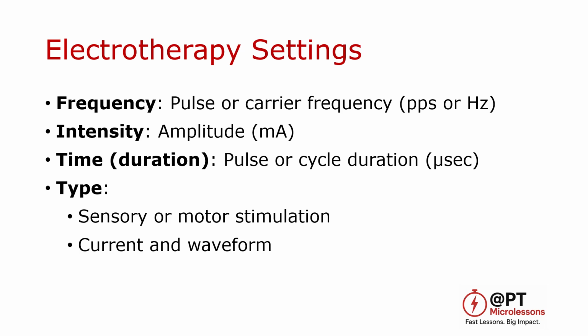Frequency refers to the pulse or carrier frequency and is measured in pulses per second, or hertz. Intensity is the amplitude, measured in milliamps. Time refers to pulse or cycle duration, measured in microseconds. And type is where we make our clinical decision. Are we targeting sensory or motor stimulation? And which current and waveform will best achieve that?